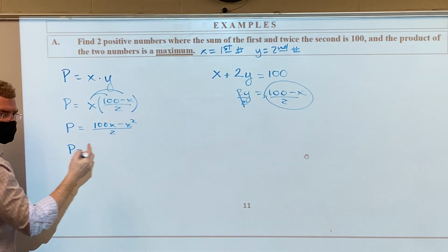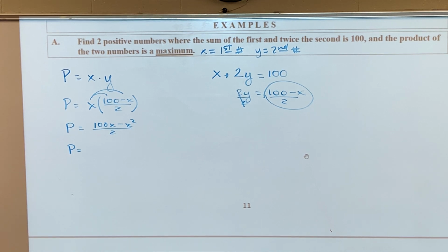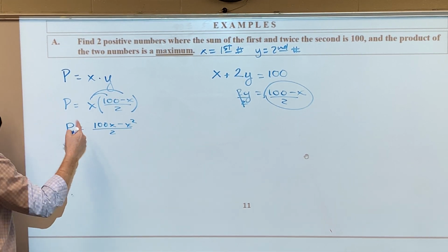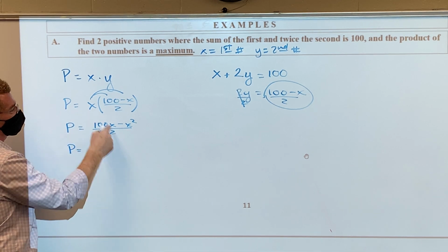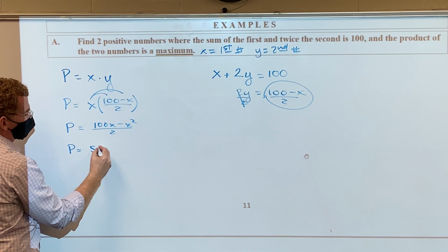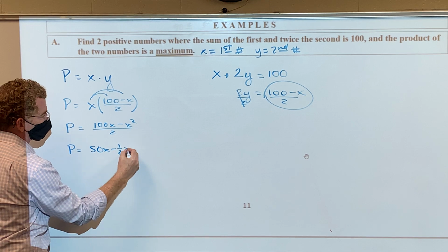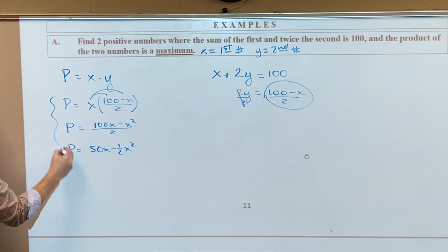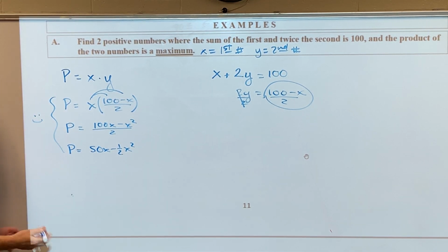So again, if I had a calculator, I wouldn't worry about that. My calculator doesn't care what form it is when you take the derivative. But right here, I'm going to divide the 2 into both of these, and I get 50x minus 1/2 x squared. So all of this is just to make me happy before I take the derivative.